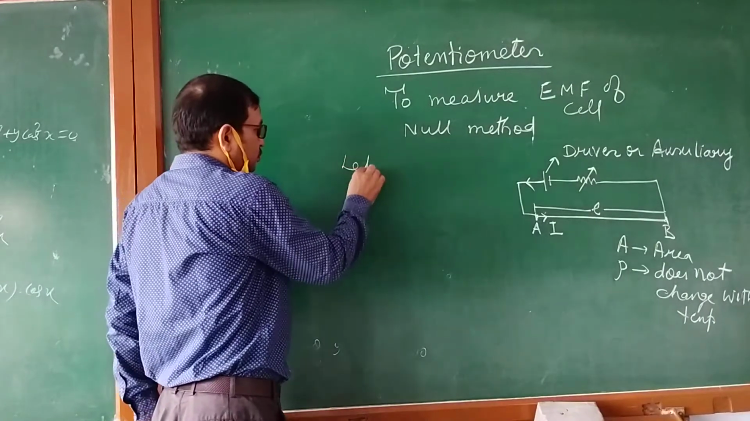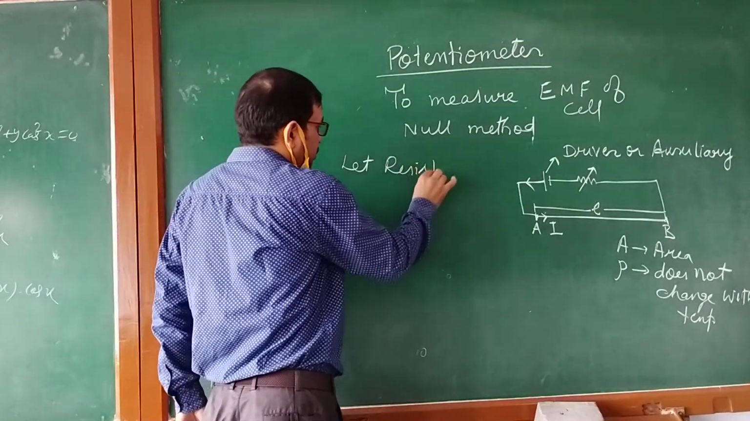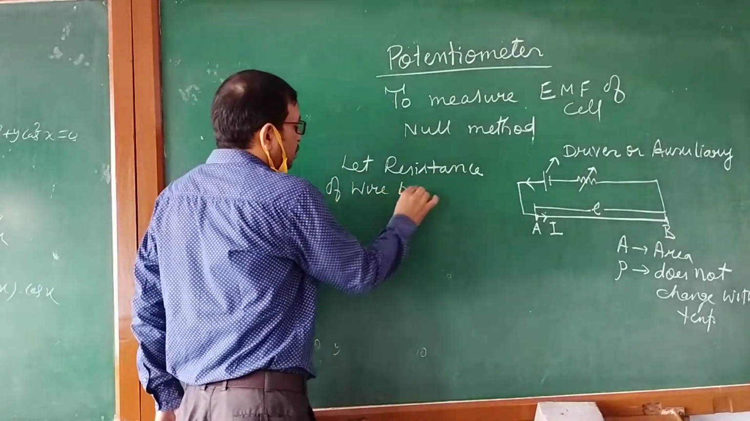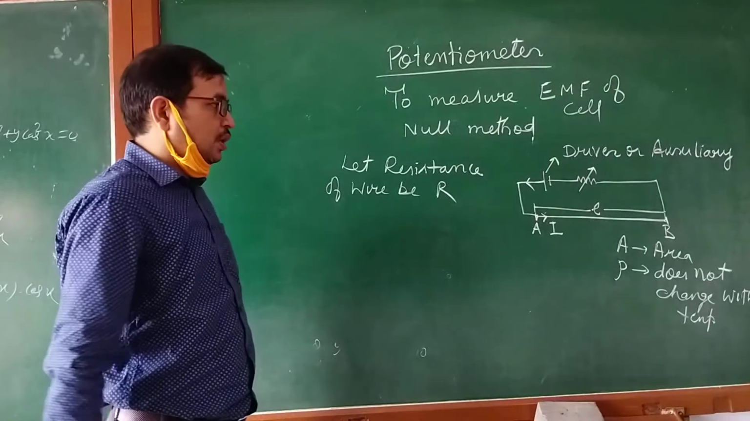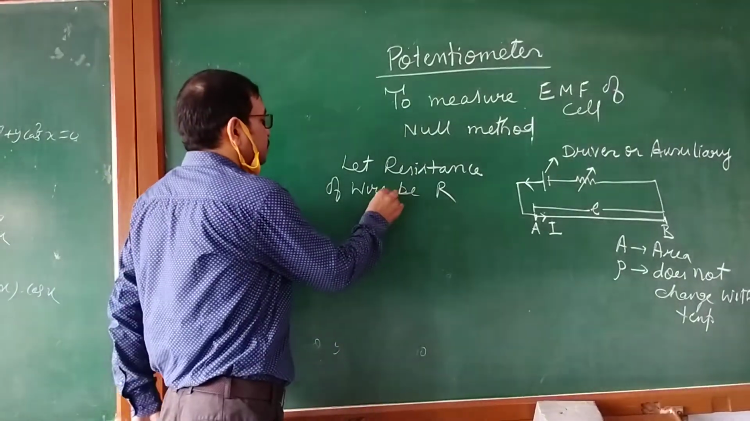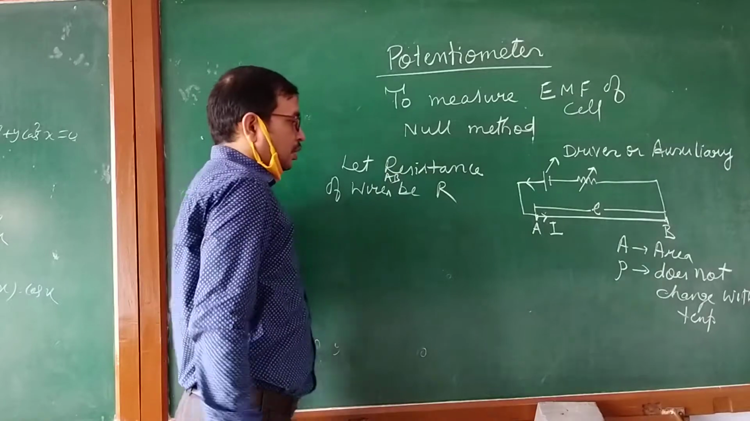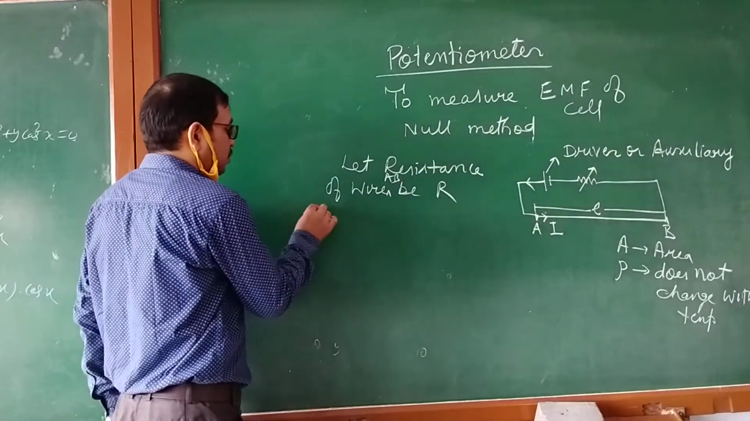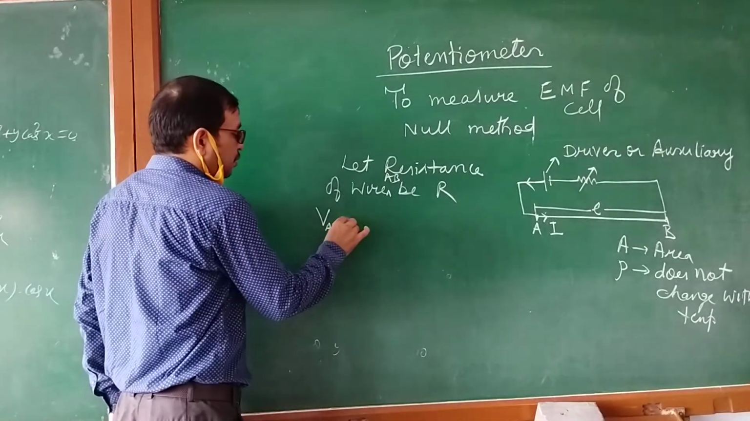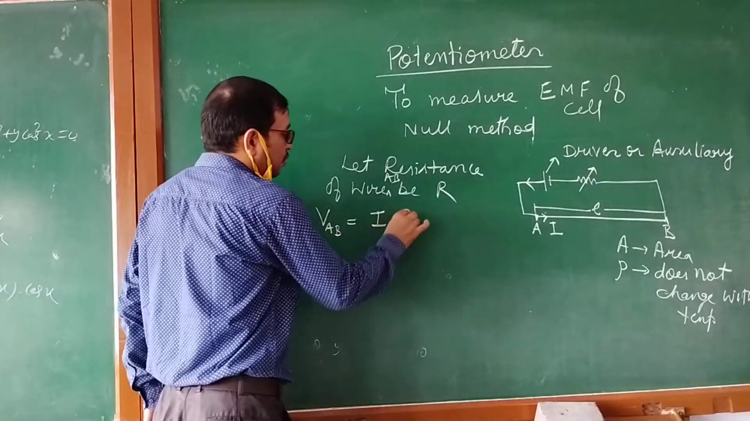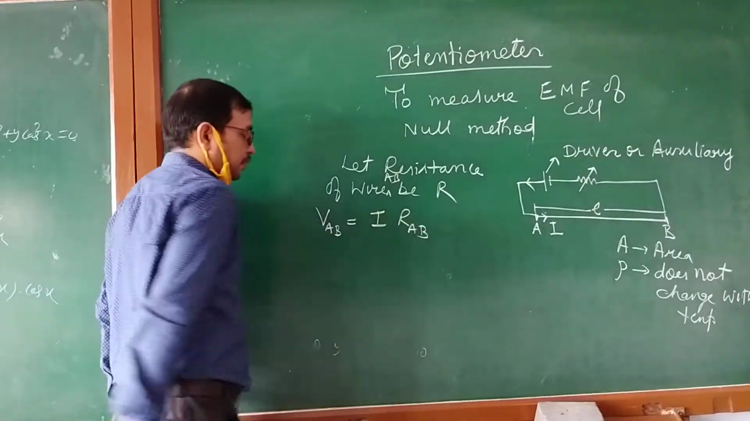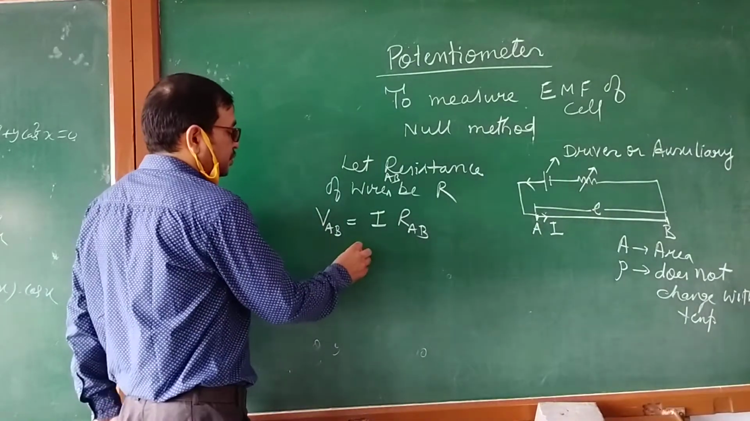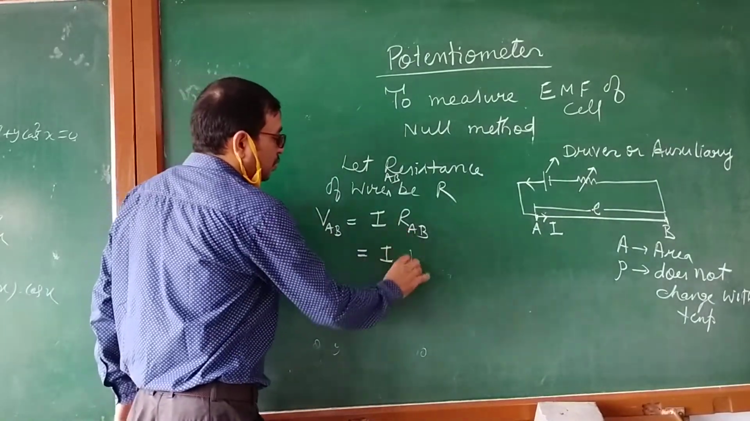Let the resistance of the wire be R. R is the total resistance of wire AB. Now, what will be the total potential drop across this length AB? Total potential drop across the length AB by Ohm's law is I into the resistance of wire AB. Now, this wire AB has length L, area of cross section A. So, what is the formula of resistance?